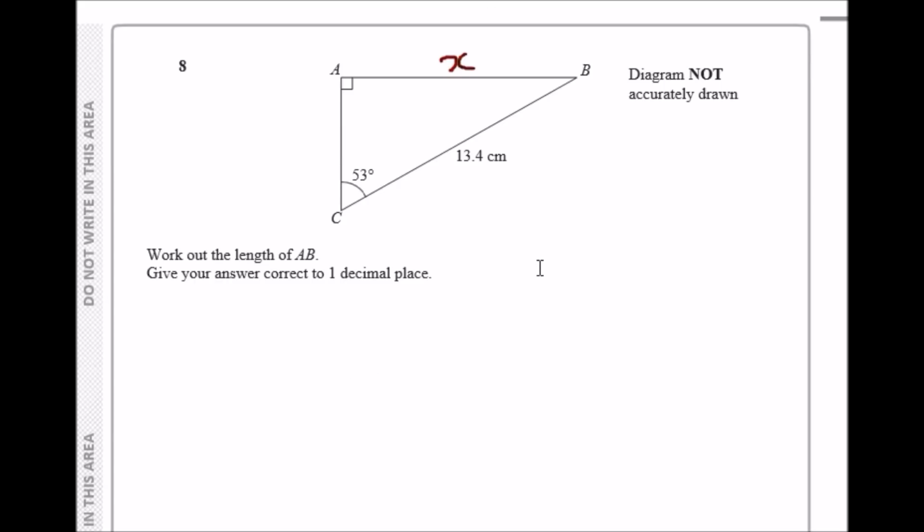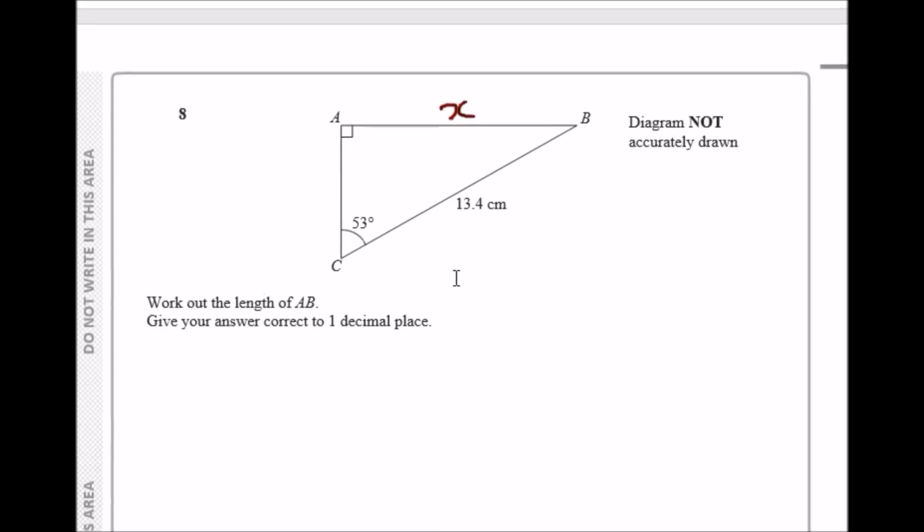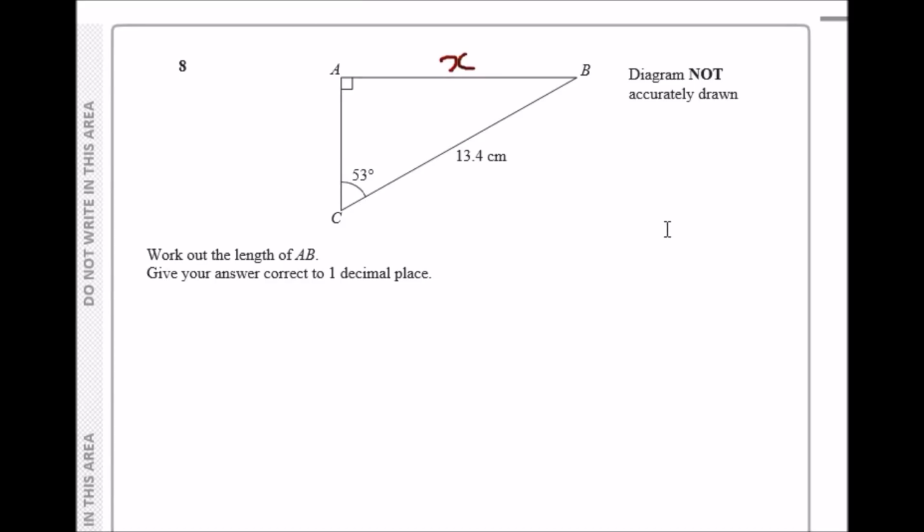Alright, so they don't tell you anything here. We just need to think what method to use. So we've got two choices. So actually we've got one choice. Because it's a right angle triangle, you're either going to use Pythagoras' theorem or trigonometry. We're dealing with angles, so we must use trigonometry.